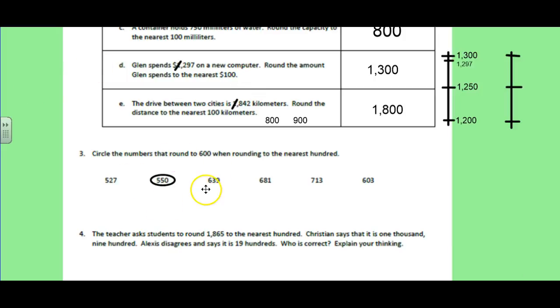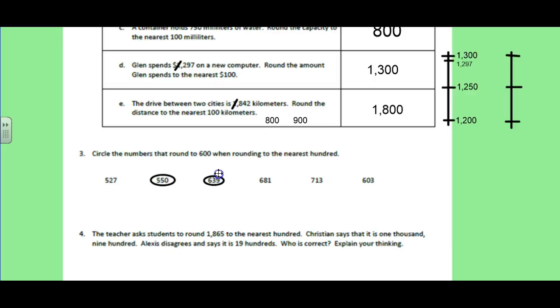This is going to be between 600 and 700. And then you have to ask yourself, what is that halfway point between 600 and 700? And hopefully you're thinking that that halfway point is 650. So is 639 more than 650 or less than 650? 639 is less than 650, so that tells us that it's closer to 600 than it would be to 700. So 639 we're going to circle as well.